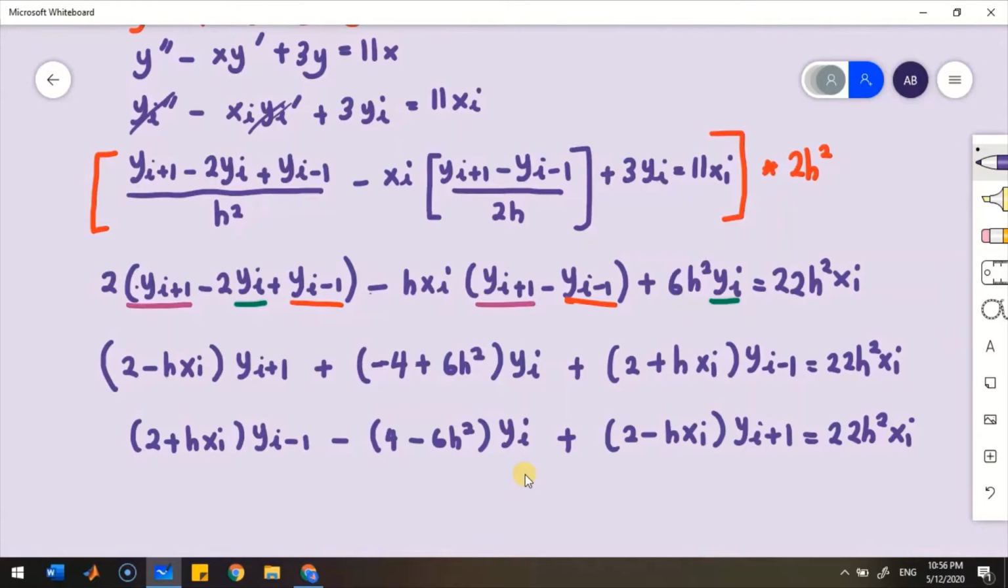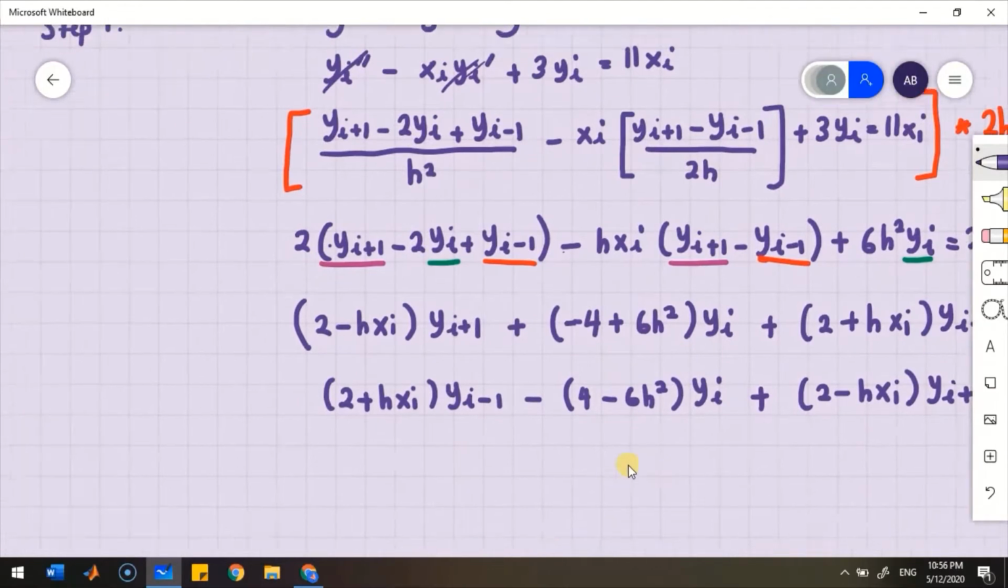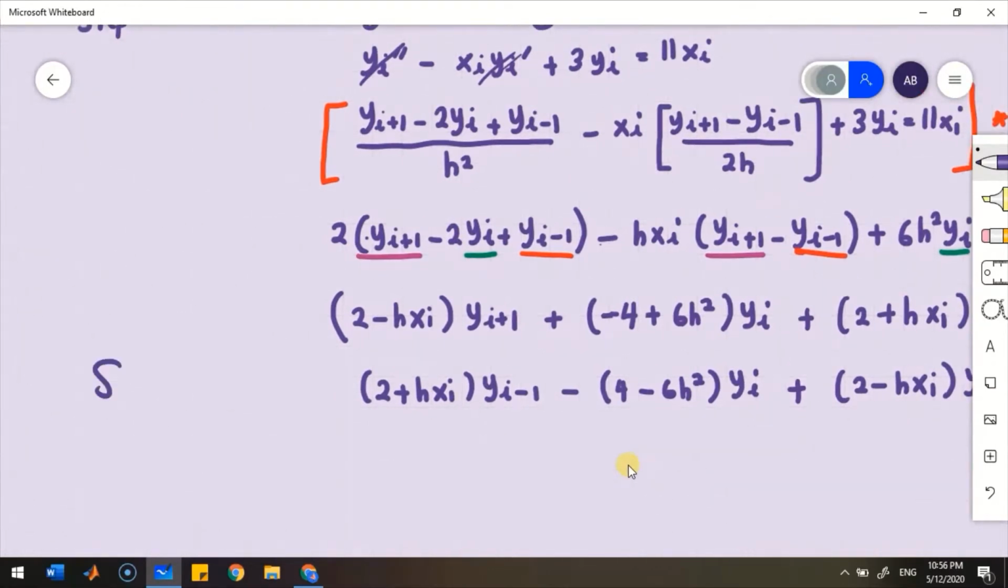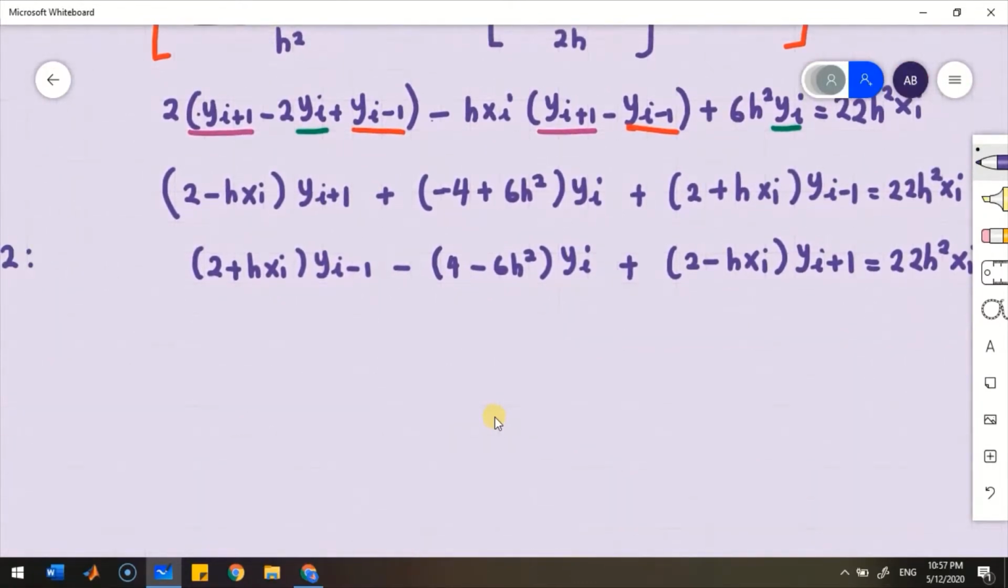Okay, so now we have this is my step number 2. Okay, writing this is step number 2. I'll just write it here. Step number 2, where you write in the form of a finite difference approximation. Now we know that h equals to 0.2. This is given. Okay, so let's put the value inside.